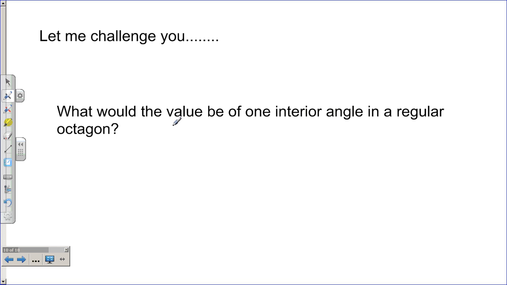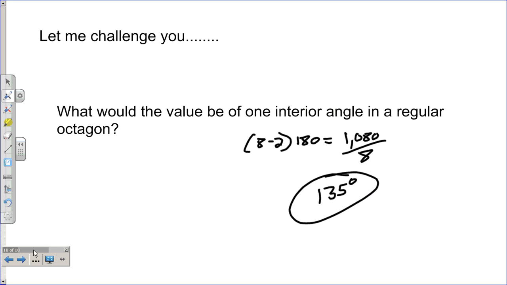Alright? Look at this one. It says, what would be the value of one interior angle in a regular octagon? Well, we should know an octagon has 8 sides. So 8 minus 2 times 180 is 1,080. Well, an octagon has 8 sides or 8 angles, so I just divide by 8. If I divide that by 8, I get 135. So one interior angle would be 135 degrees. Alright?